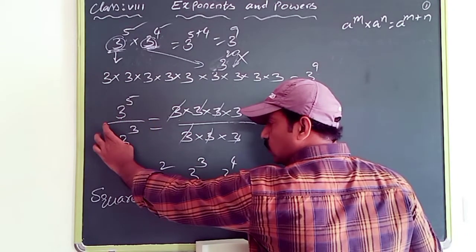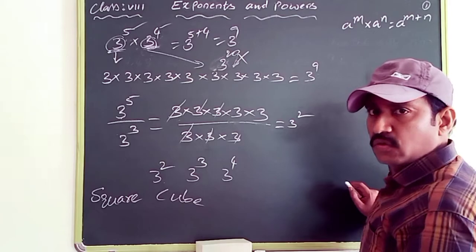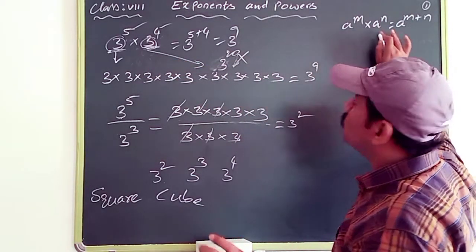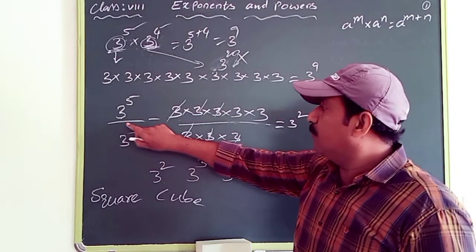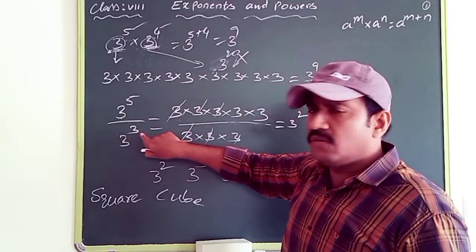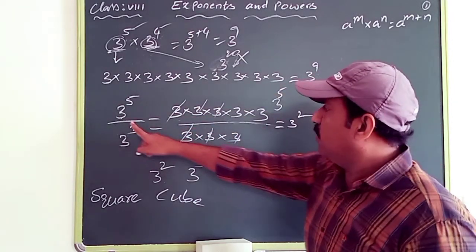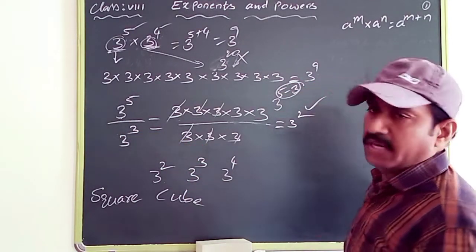Bases are equal, powers are different. We have divided here. Quotient rule it is. This is called the product rule. Product rule means a power m into a power n is equal to a power m plus n. Quotient rule is this one. So for a power m by a power n, what will you get? Just think from this. How did we get this one? 3 power 5 by 3 power 3 means 3 power 5 minus 3. We have subtracted to get 2 here, right?